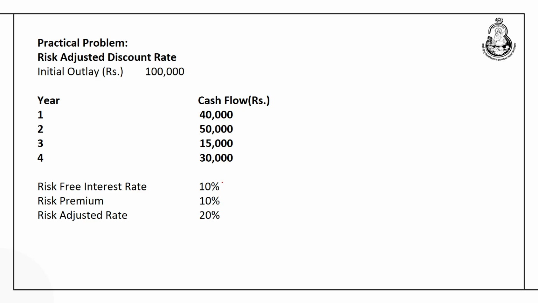The risk free interest rate is 10%, but here the risk premium is 10%. What does it mean? I have already told you that the discount rate is equal to RF plus RP. So, here the discount rate would be equal to 10% plus 10%, that is the risk premium. So, it comes out to be 20%.